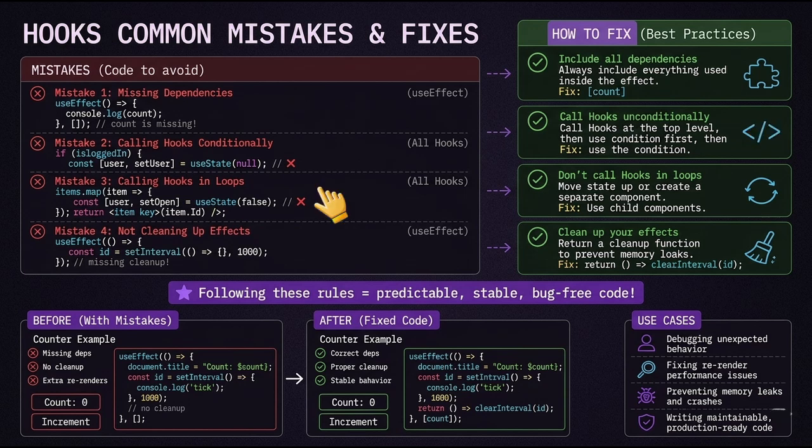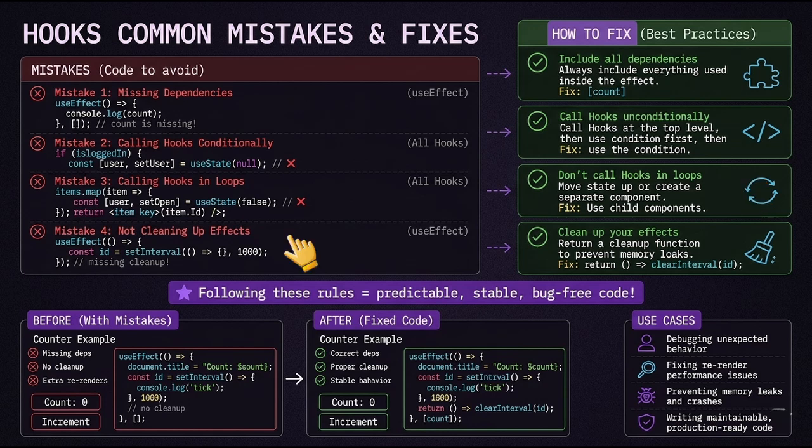Mistake 3. Calling hooks in loops. Using a hook inside a list mapper breaks state order. The fix: isolate the individual list layout. Move the interior JSX loop contents into an independent child component, and call the hook safely inside that child.